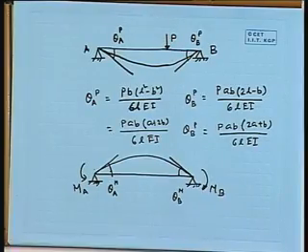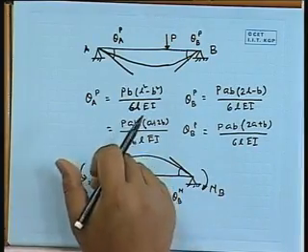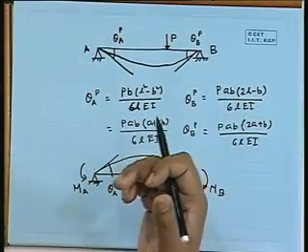Now if we take a beam and apply a moment, the slope will be how much? It is ml by 3 EI at one end of the beam. So if you take a simply supported beam and apply a moment, where we are applying the moment, it will be ml by 3 EI. At the other end it will be ml by 6 EI.